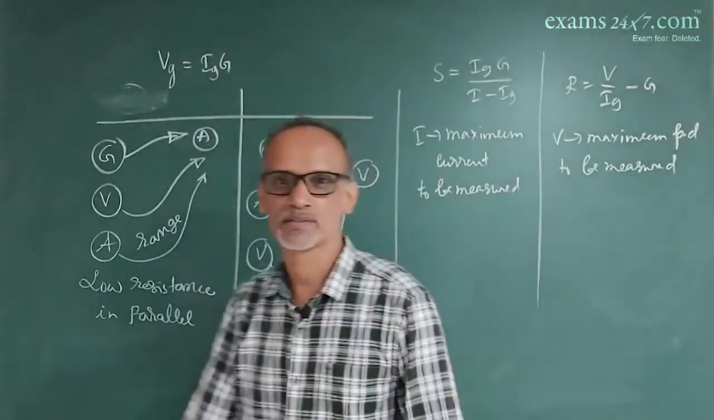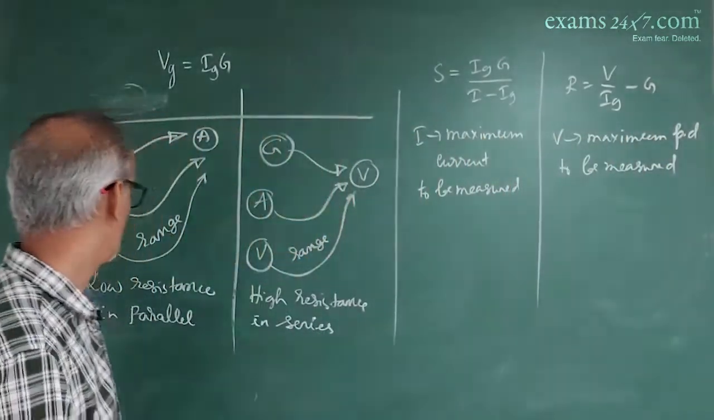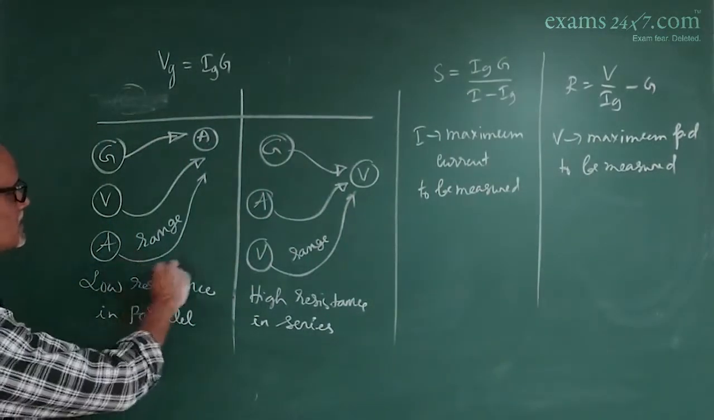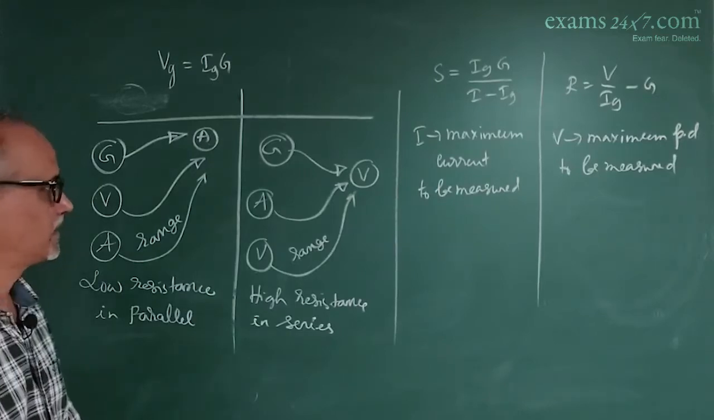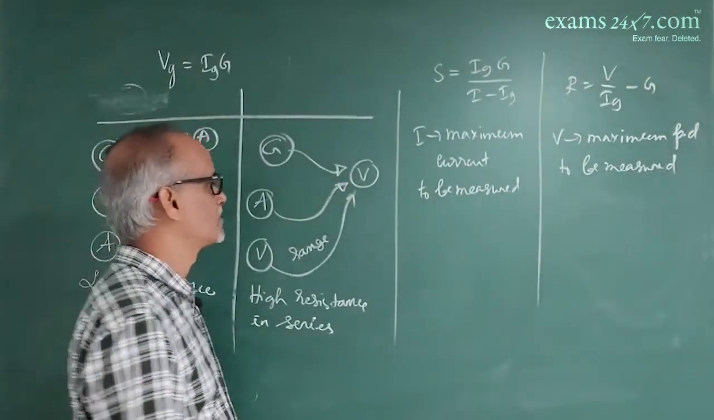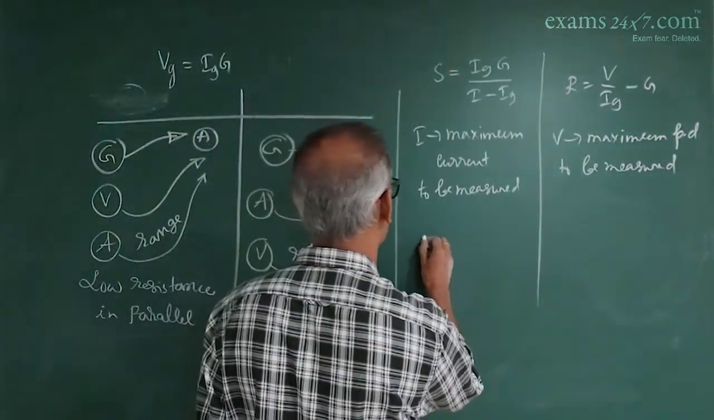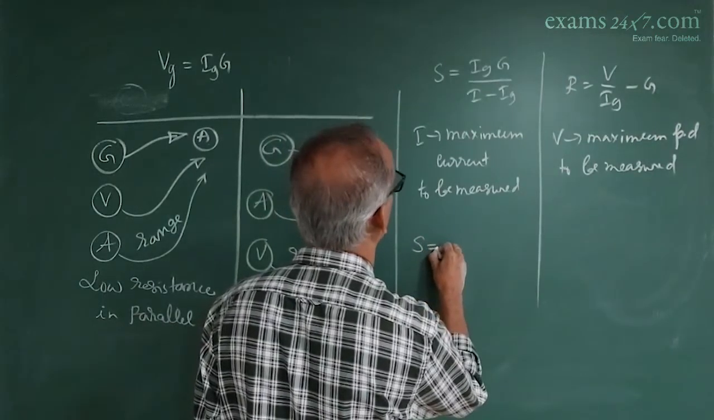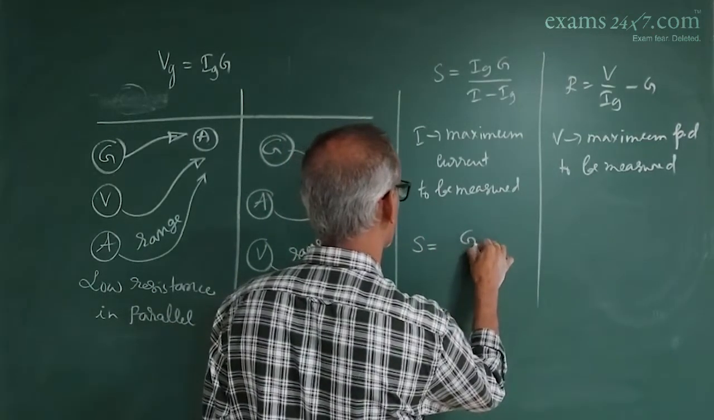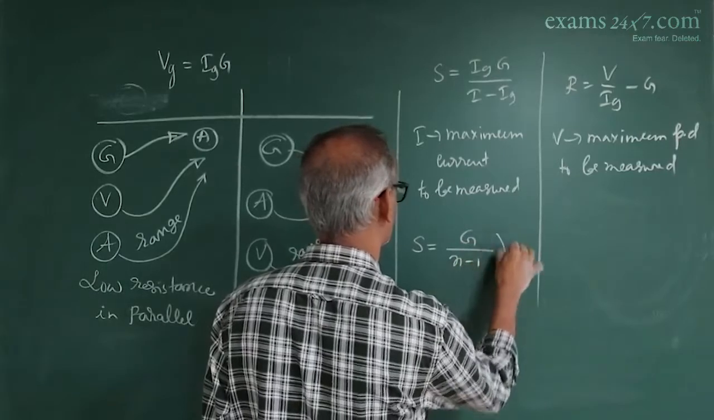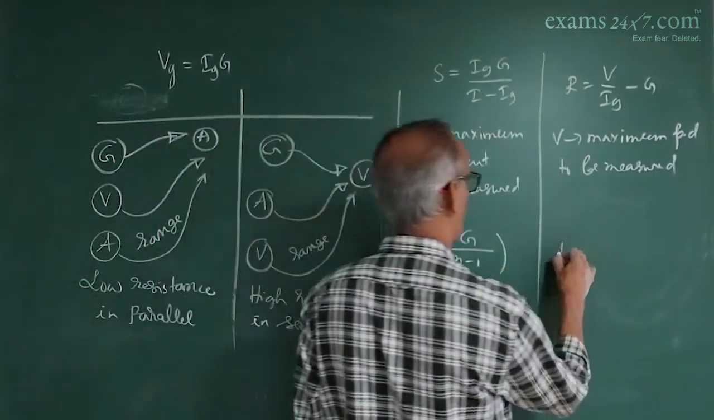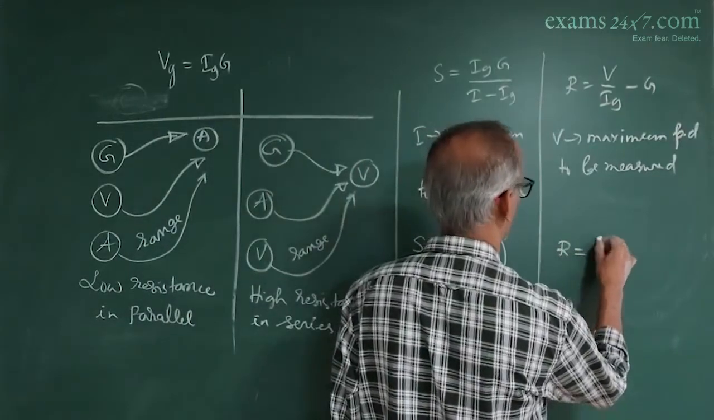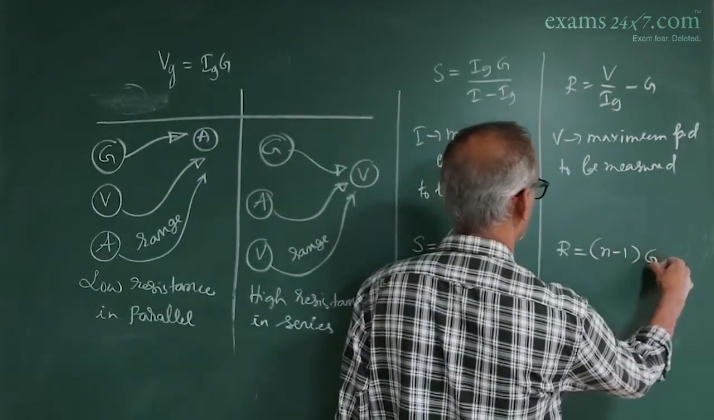Maximum potential difference to be measured. Now to increase the range of an ammeter, we have a shortcut equation, which is S is equal to G by n minus 1, whereas here R is equal to n minus 1 into G.